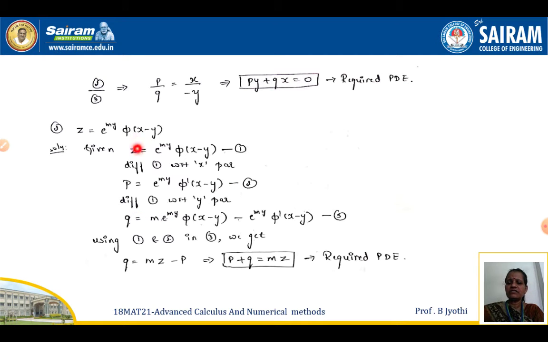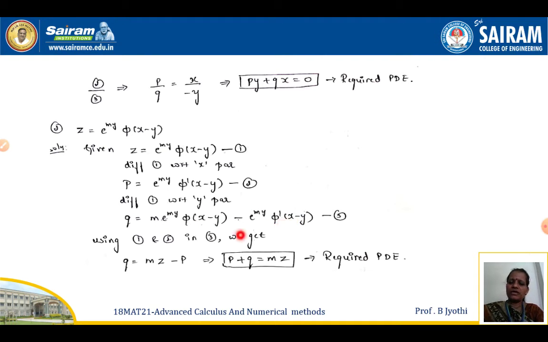Next, differentiate with respect to y partially. Then q is equal to m e power my phi of x minus y minus e power my into phi dash of x minus y. That is applying the product rule.